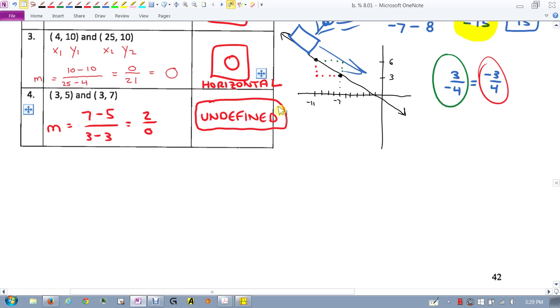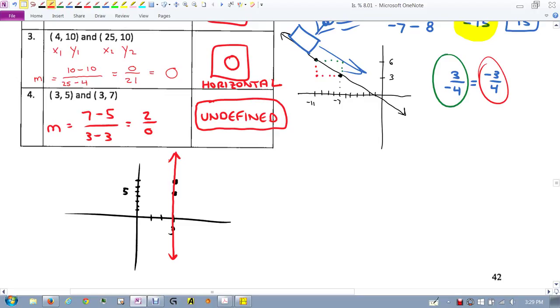But even though we have an undefined slope, we could still plot this, couldn't we? 3, 5 is this point, and 3, 7 is right above it, isn't it? And the line connecting those two then goes straight up and down. It's not a function. That is correct. But it is still a line, right? And it is a vertical line.